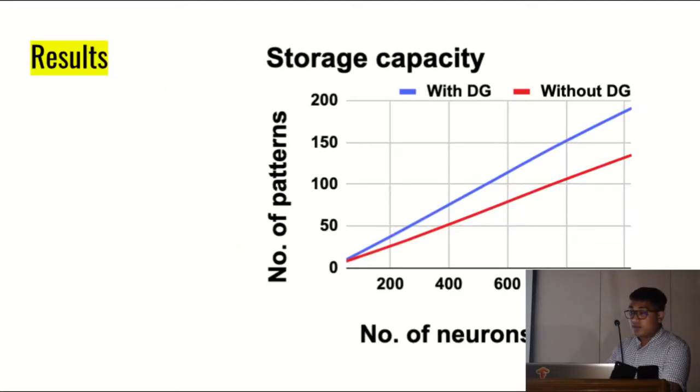Now the result we achieved with this was that we were able to increase the number of patterns stored per neuron by almost 30 to 40%.